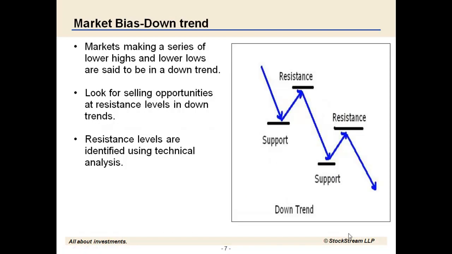A market is said to be in a downtrend if it is making a series of lower lows and lower highs. We should be looking for selling opportunities in a downtrend. One or more technical indicators can be used to identify resistance levels that can be used to enter short trades in a downtrend.